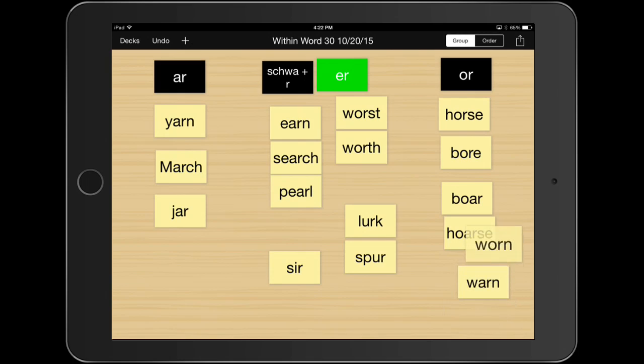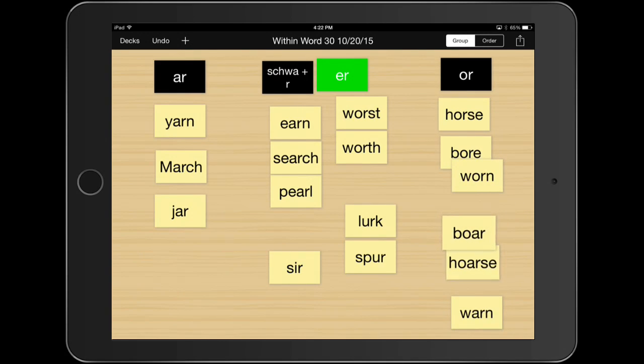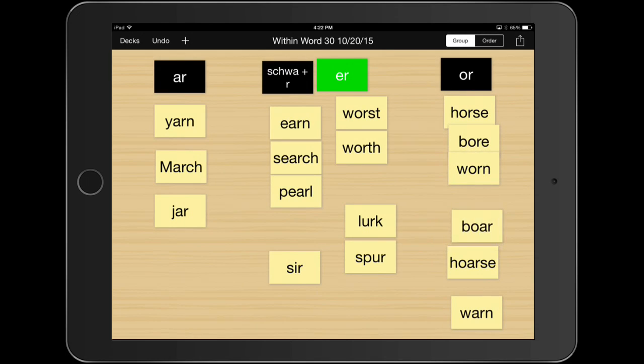And worn can go almost over here. This is another column in which you can kind of group these words together. So horse, bore, worn all have an OR spelling pattern and have that sound OR. Boar and horse both have an OR sound but have an OA spelling pattern. And then worn, our final word, another spelling pattern, AR.